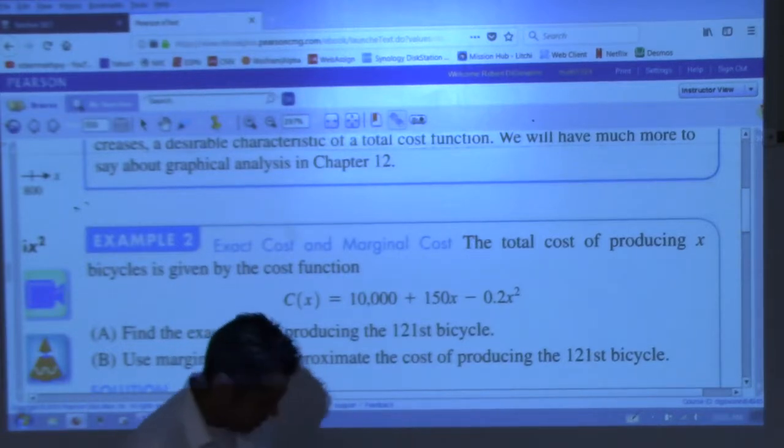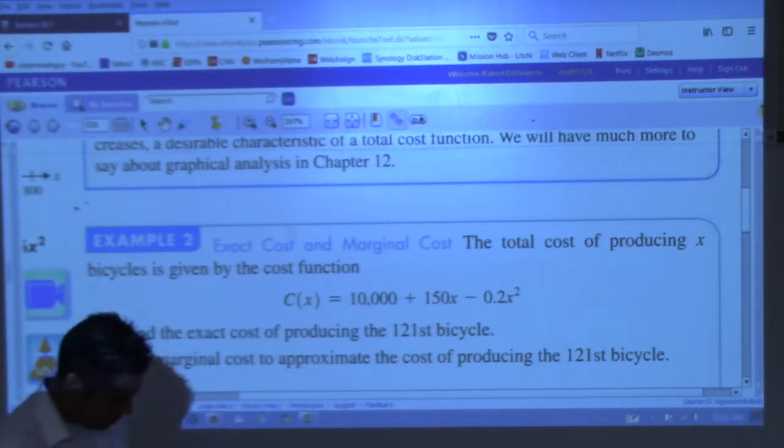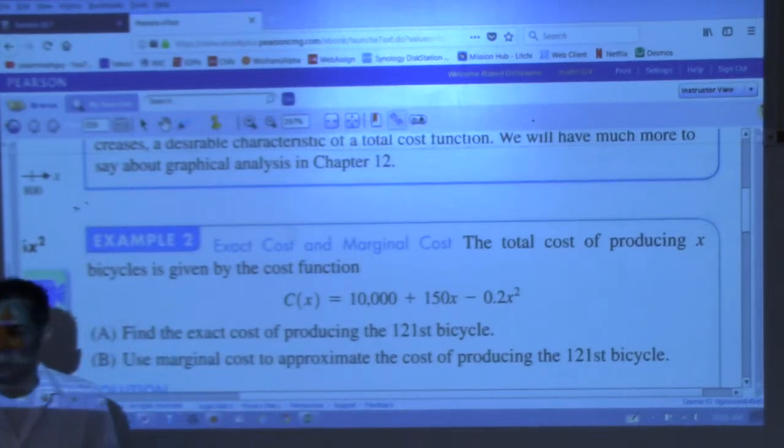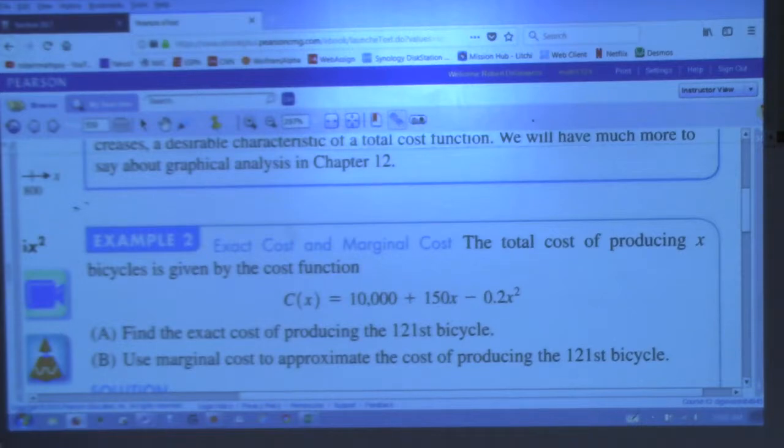I am calling on, let's see, 2019. It's Nicholas. Where's Nicholas? Okay, Nicholas. Do you know what part A is asking us for? Like what are we going to need to calculate? Go ahead. It's asking for the difference of price between the 121st bicycle and the 120th bicycle.